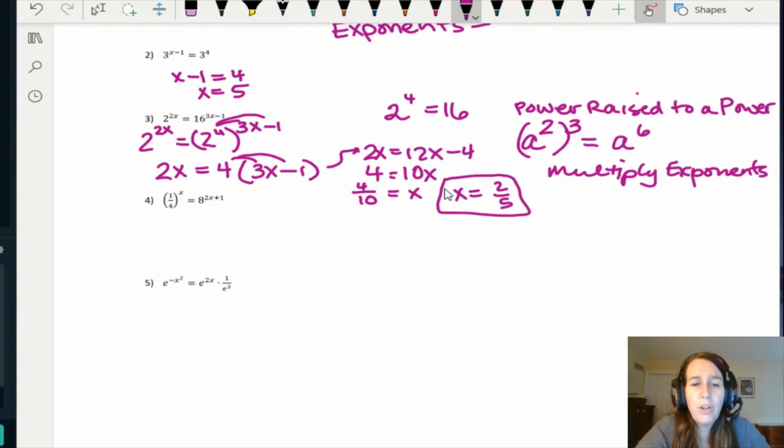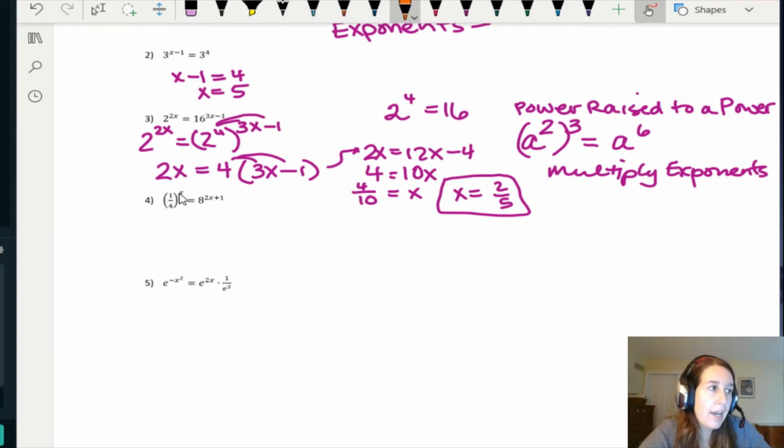If you're ever wondering if you did this right, you can definitely just plug in the x. Maybe use a calculator. You don't have to, but maybe do. And check that each side is equal to each other. Okay, let's look at another.